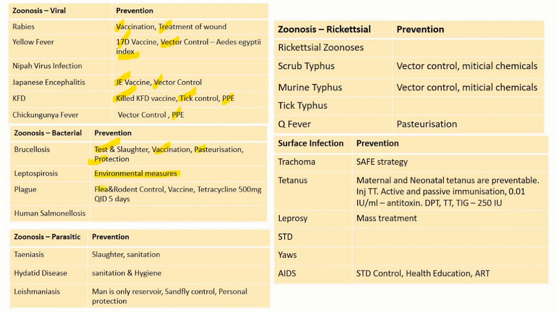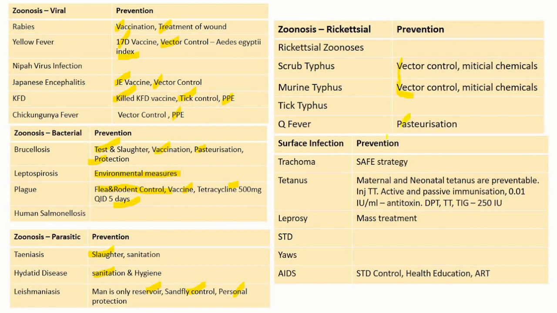Plague can be prevented by flea and rodent control, vaccine, tetracycline prophylaxis, QID for 5 days. Taeniasis can be prevented by proper sanitation and careful slaughtering. Hydatid disease by sanitation and hygiene. Leishmaniasis, man is the only reservoir, so sandfly control and personal protection will prevent the disease. Scrub typhus, murine typhus can be prevented by vector control and miticidal chemicals.